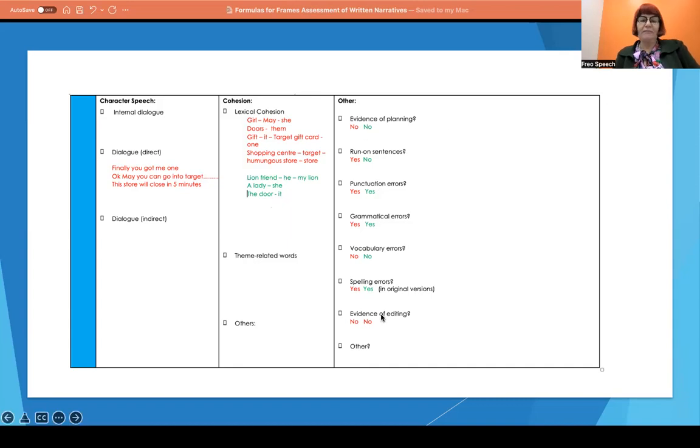No planning and no editing. That should be green. No run-on sentences in the second, but yes in the first, and everything else is fairly similar across the two.